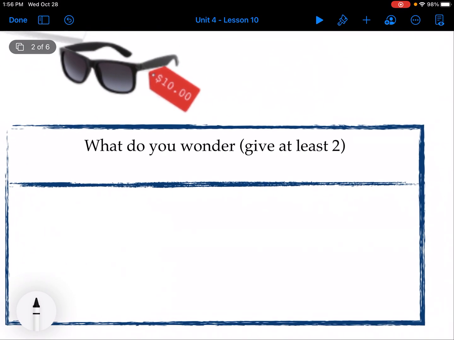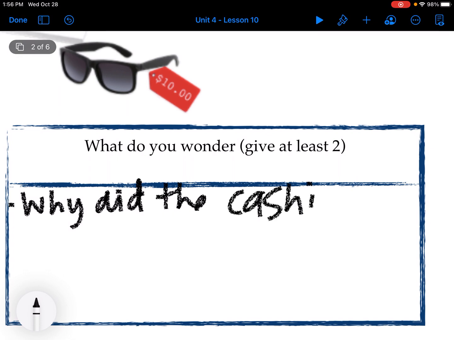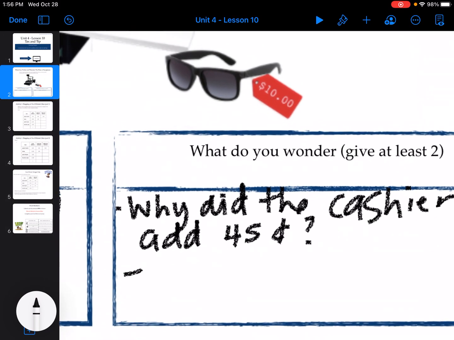Something that I wonder, why did the cashier add 45 cents? And something else I wonder is, does the person have enough money to pay for it?